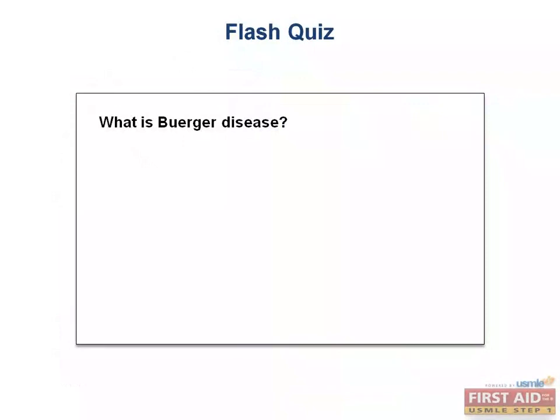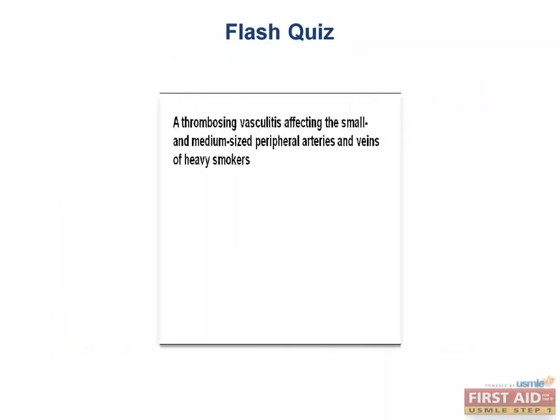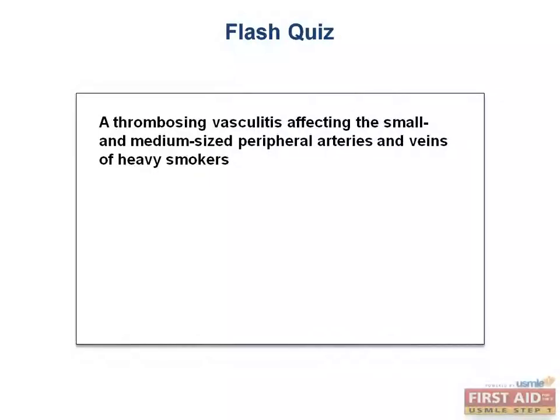These splash quizzes are so sneaky. What is Berger disease? Remember, Berger disease is a thrombosing vasculitis affecting the small and medium-sized peripheral arteries and veins of heavy smokers. Tobacco is their problem, and that is their treatment.